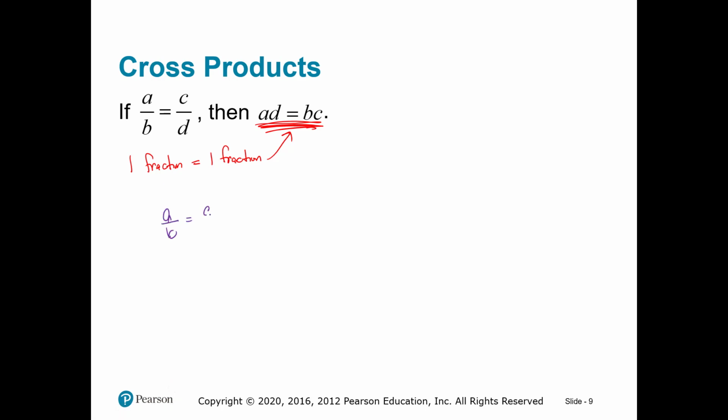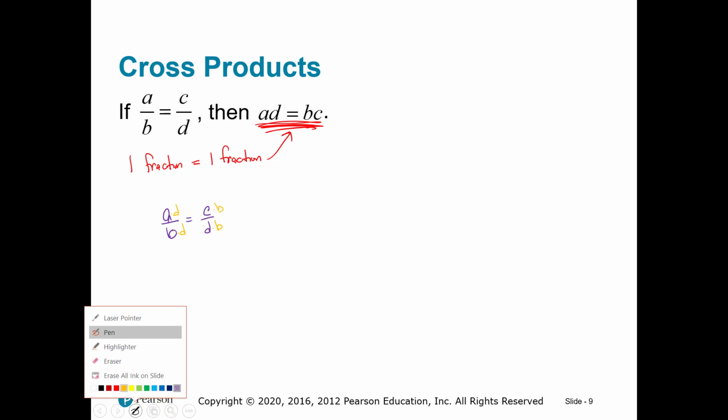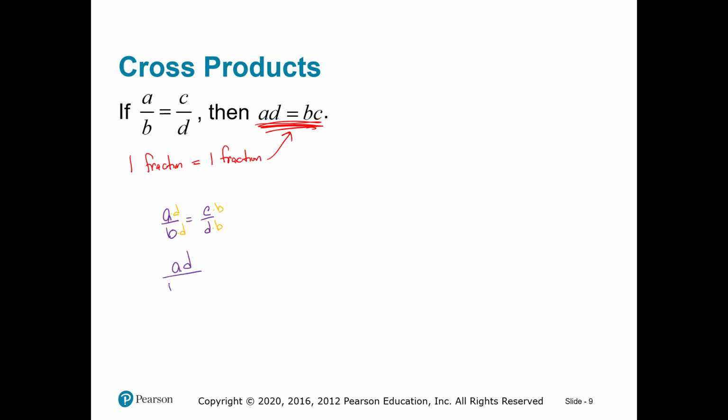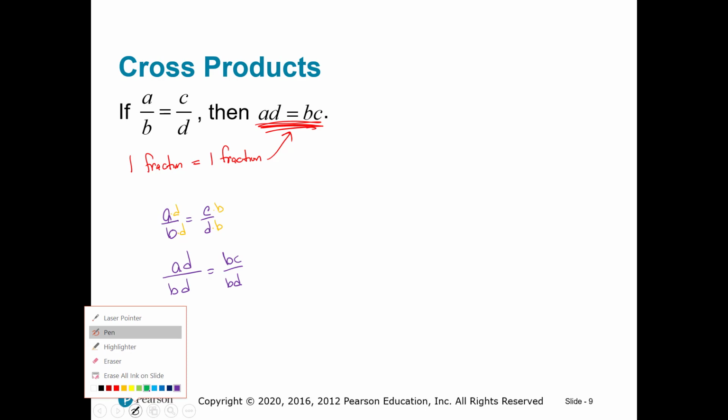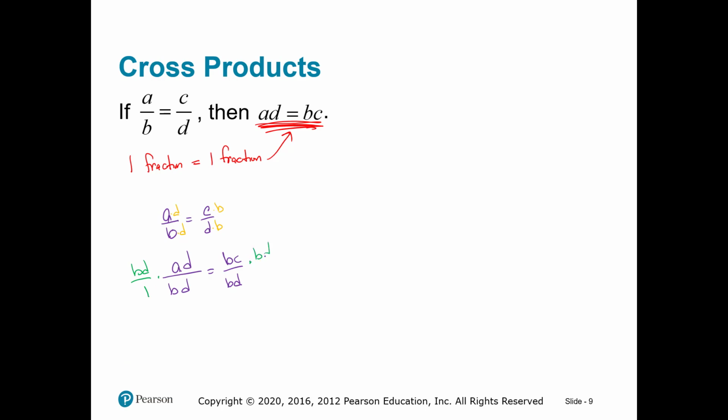So I have A over B equals C over D. And remember, we want our denominators to look the same, which means I would multiply the first fraction by D, top and bottom, fraction number 2 by B, top and bottom. And so now I end up with AD over BD equals BC over BD. And remember what we do next. After the denominators are the same, we do what? Yeah, we get rid of the denominators by multiplying all fractions by that common denominator, so they cancel. And I simply end up with AD equals BC.